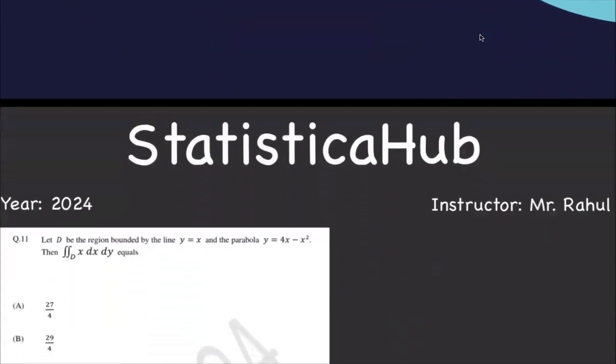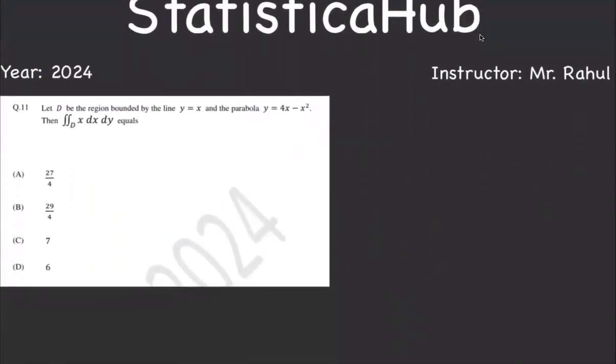Okay, so this is problem number 11 in the 2024 paper. Let's try to understand what is given in the problem, then we will move to the solution. We have the setup that we have to find some sort of integration over some region. We have to solve this integration over some region D, x dx dy. That's what we have to find.